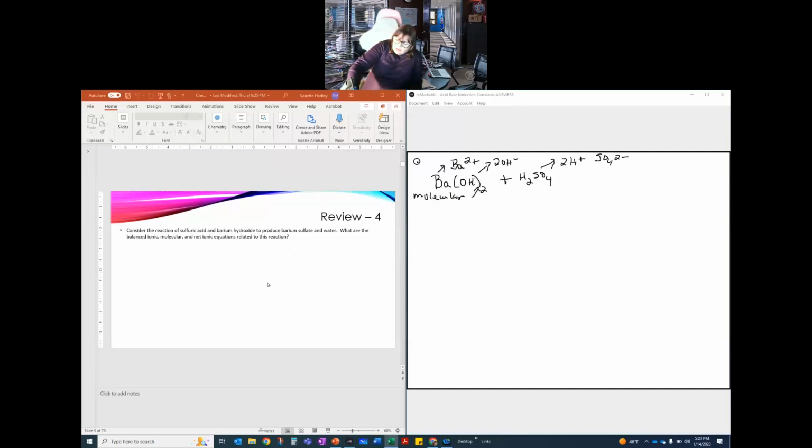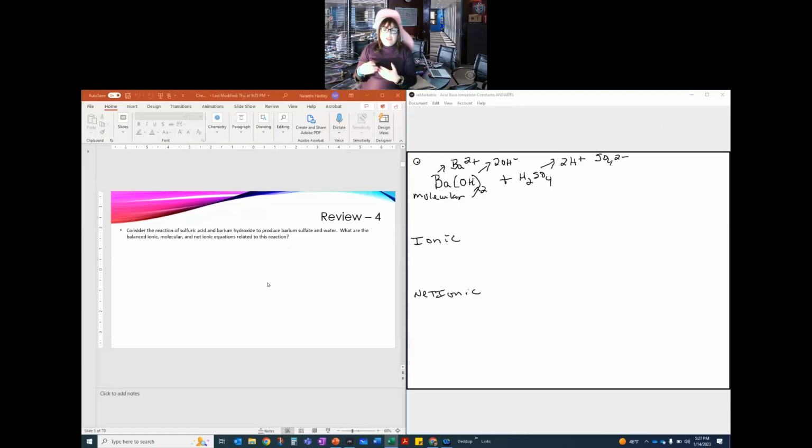That one will be right there. We can have the ionic, and we can have the net ionic. Now, in our molecular equation, everything is a molecule. We keep everything together. So that's why we have the Ba(OH)2 and the H2SO4. So that's in the molecular equation.